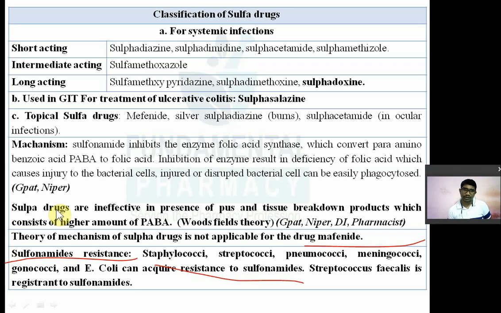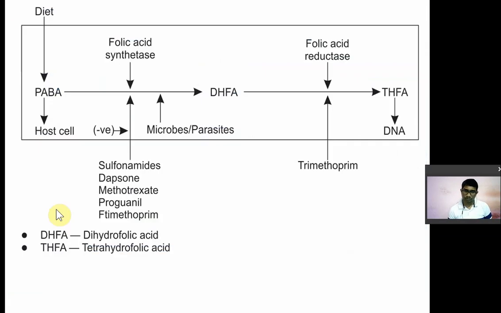That's why nowadays these are not used, because most bacteria are resistant to sulfur drugs. And we have better options like penicillins, cephalosporins, macrolides, tetracyclines, aminoglycosides. Lot of drugs are there. So you can see over here again the mechanism. It is the mechanism of bacterial folic acid synthesis.